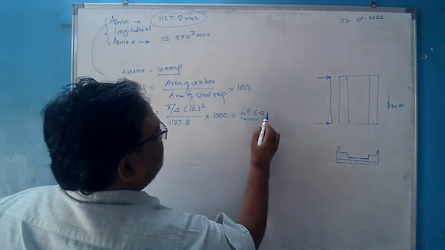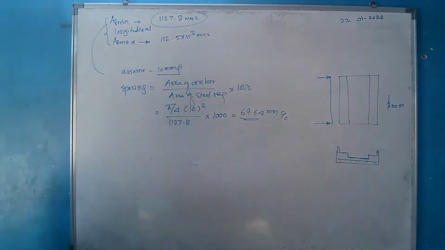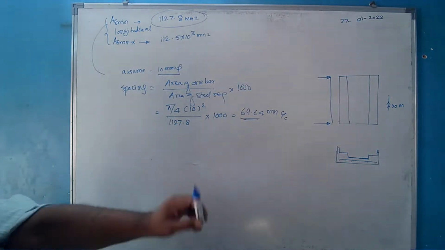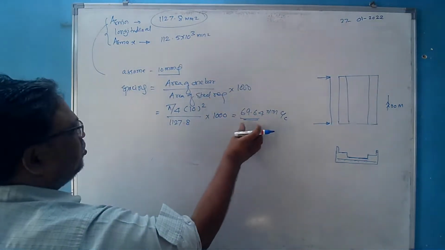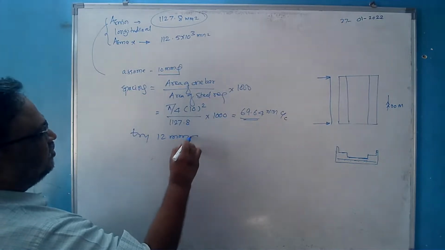अगर हम इतना स्पेसिंग रखते हैं तो बहुत नजदीक नजदीक हो जाएगा. 100 mm, 150 mm नॉर्मली हम इतना रखना चाहिए. 100 mm से तो ज्यादा ही होना चाहिए. So what will we do? This spacing is very close. So try 12 mm as the diameter of bar.